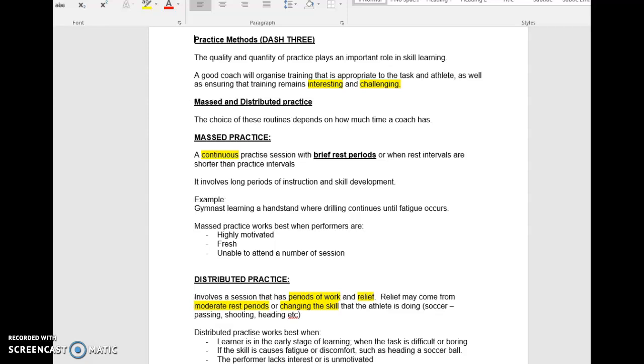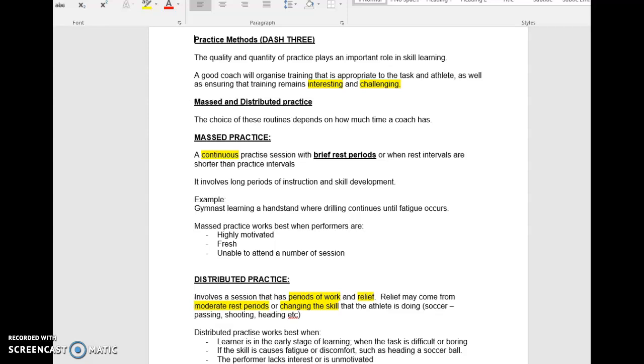First of all, we're going to look at massed and distributed practice. Now, massed practice is a continuous practice session with brief rest breaks, or when rest breaks are given, they are short. Now, this is for athletes that are highly motivated and usually they would have learned the skill beforehand.